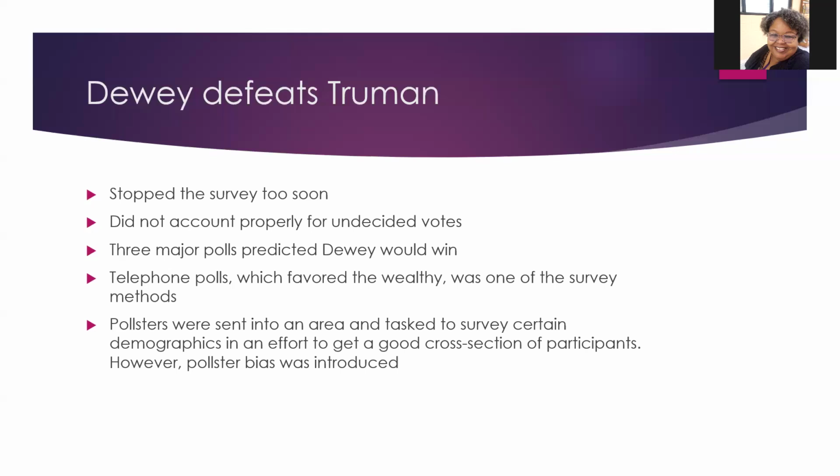They stopped the survey too soon, and so Truman had time to sway the undecided towards him once he saw the polls. And then they used telephone polls as one of their survey methods, which favored the wealthy. And then they sent pollsters into an area and said, okay, you need to pick 3 Black people, 2 women, 1 this, 1 that, 1 the other. So they were trying to get a good cross-section of participants. However, the pollsters had the choice of the people that they would pick to survey. So bias from the pollsters was introduced. And as history tells us, Truman defeated Dewey.